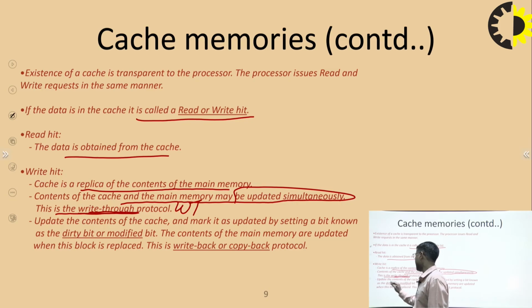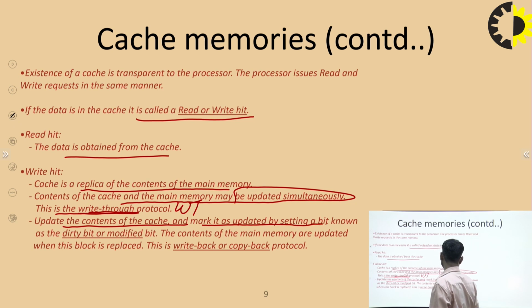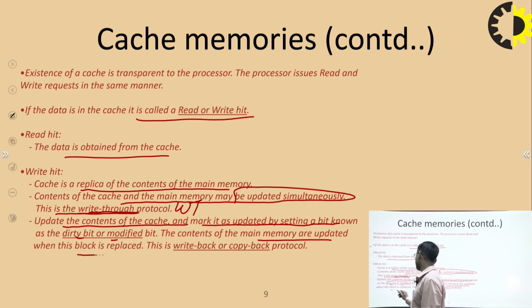Immediately we are writing and updating the contents of the cache and marking the updated block with a bit known as the dirty bit or modified bit. Because the contents of the main memory are updated when this block is replaced, this is called the write back or copy back protocol.